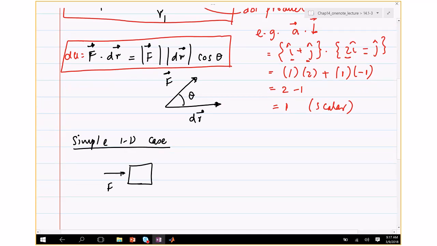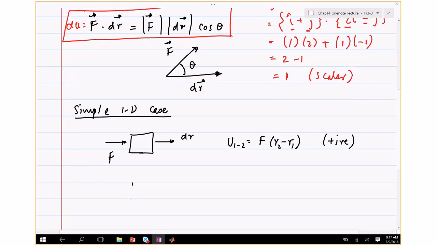So this is a block subjected to force F, which leads to a motion to the right. Then U12 is F times (R2 minus R1), and it is positive, right? Because the force acts in the direction in which the particle or the block moves.